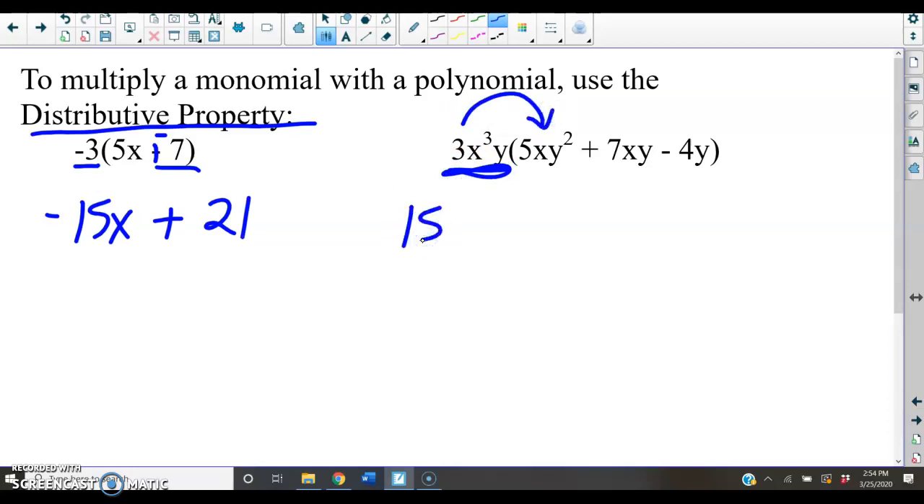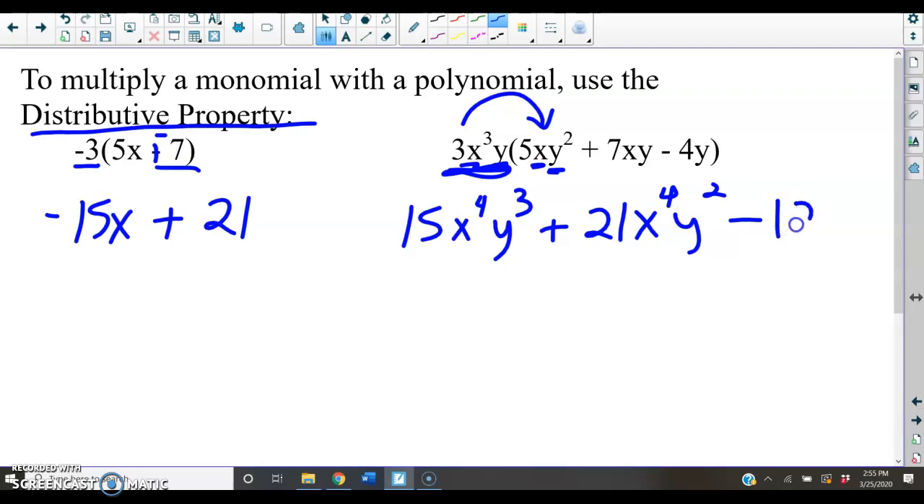3 times 5 is 15. X cubed and x would be x to the 4th. Y and y squared is y cubed. And continue. So it'd be 21, x used as a factor 4 times, y used as a factor twice, minus 12, x cubed, y squared. So there's using your distributive property.